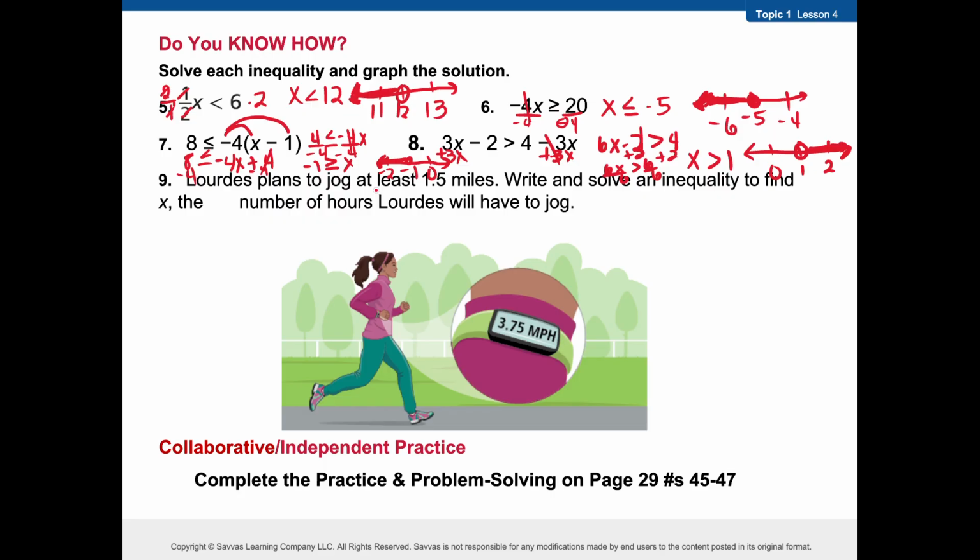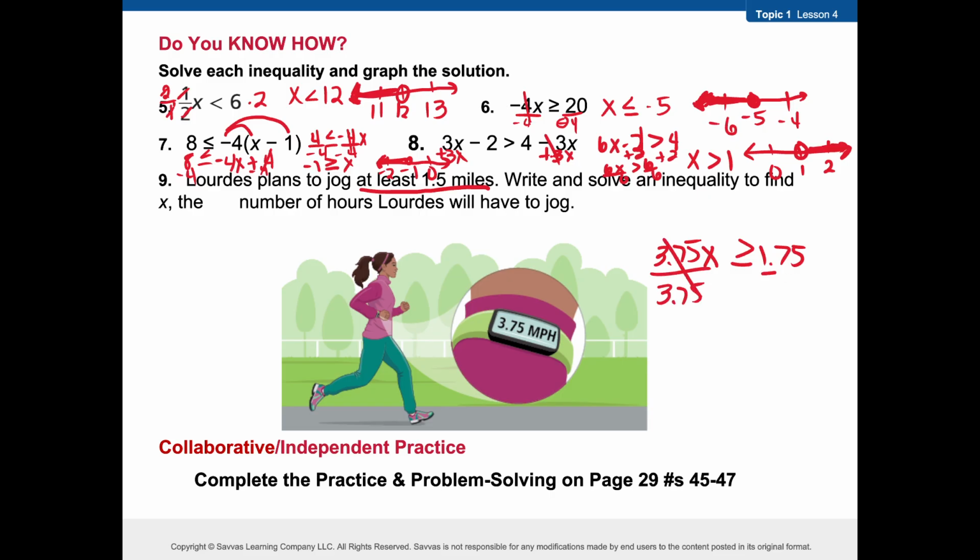Lourdes plans to jog at least. At least means 1.5 is her bare minimum. So she can jog 1.75 or greater than 1.75. Write and solve an inequality to find x, the number of hours she will have to jog. Well, distance equals rate multiplied by time. So her rate is 3.75. I do not know her time, so that's my variable. And I know it's at least greater than or equal to 1.75.